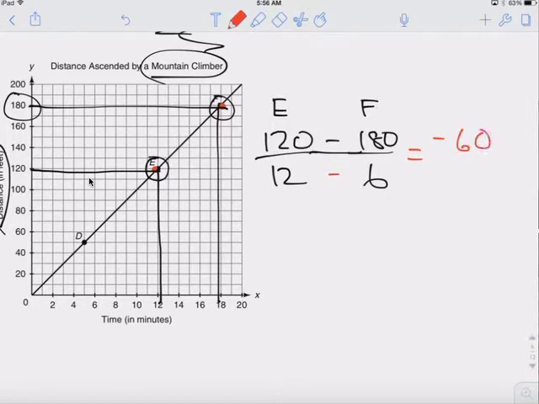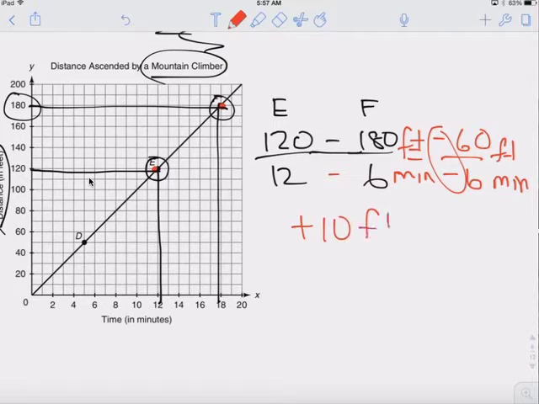Negative 60 over negative 6. Negative 60, these are feet. This is minutes. So this is feet per minute. So they're going down. Negative over negative is a positive. So it's good. They're going up 10 feet for every 1 minute, or just 10 feet per minute.